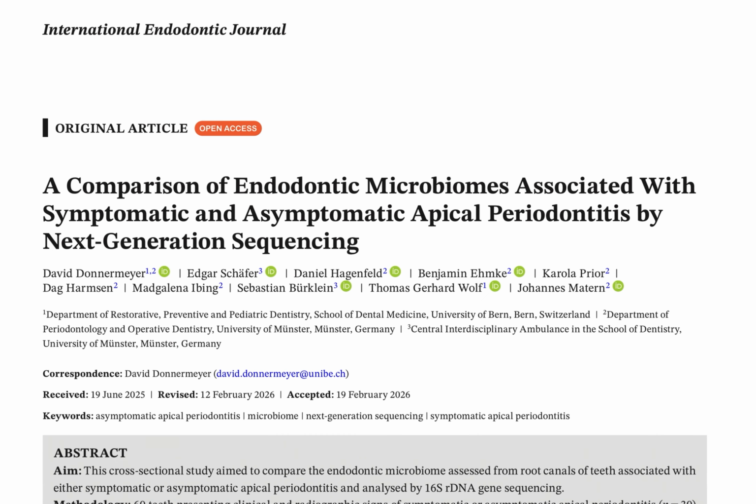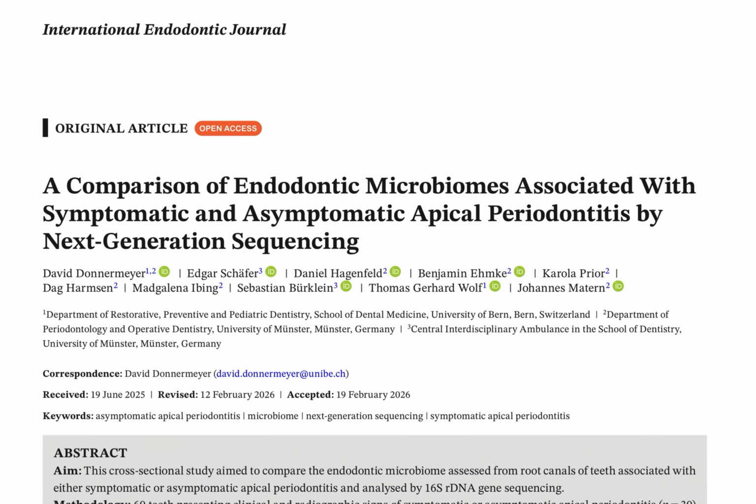The study used a cross-sectional observational design including 60 teeth, 30 in each group, with apical periodontitis confirmed radiographically and by clinical testing. After rubber dam isolation, surface disinfection, and access cavity preparation, a glide path was created and microbial samples were collected from 120 root canals using sterile NiTi files size 20.06, with one canal per tooth, and the one with the greatest sequencing depth retained for analysis.